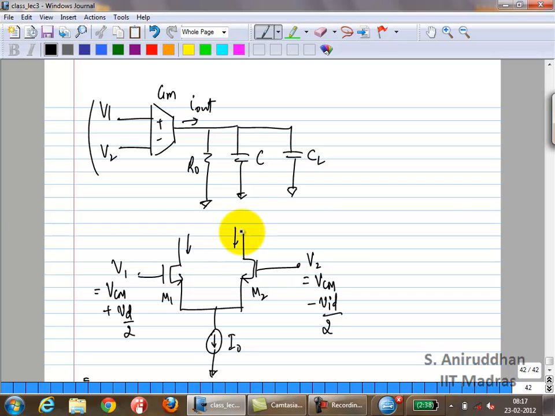What are the output currents? I'll assume you first need the common modes at the inputs, so VCM plus or minus VID by 2. What are the two output currents? Plus GM VID by 2 and minus GM VID by 2. Those are the two currents.